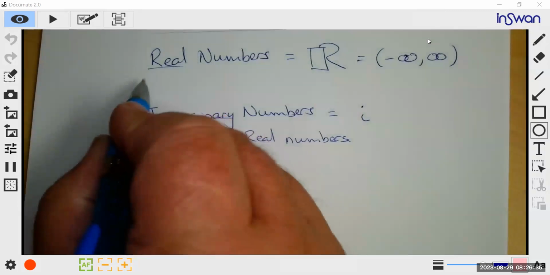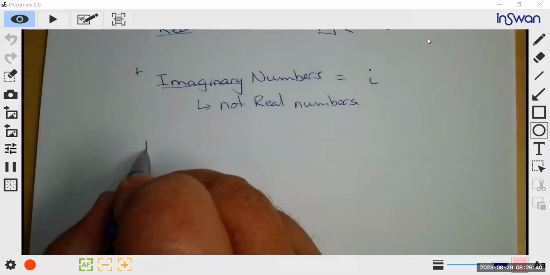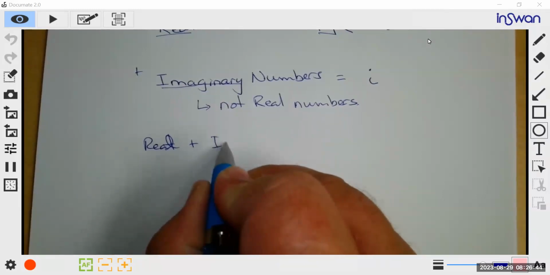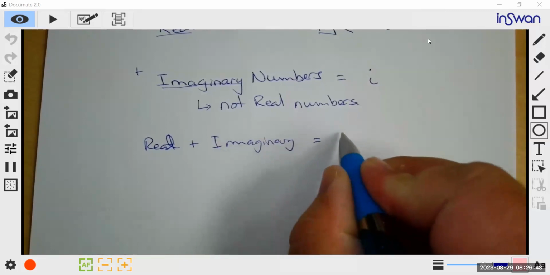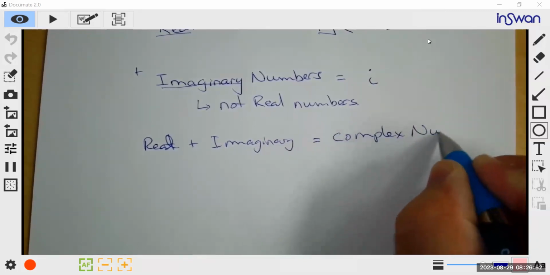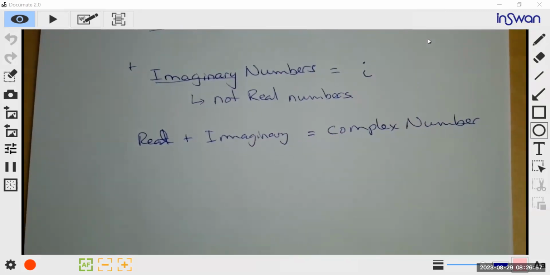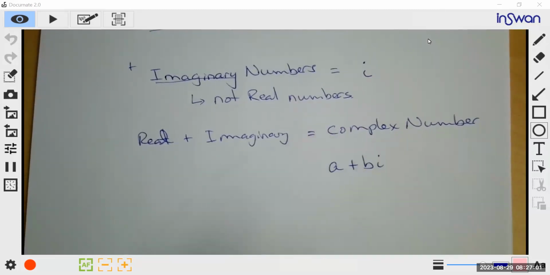We can combine both of those. A real number plus an imaginary number equals what we call a complex number. Complex numbers look like this. You can't really combine them, but you can put them together.